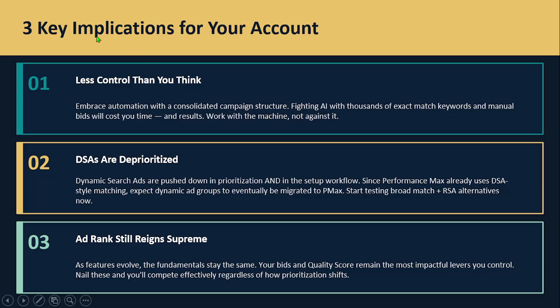And three key implications for your account. Number 1, less control than you think. Embrace automation with a consolidated campaign structure. Fighting AI with thousands of exact match keywords and manual bids will cost you time and results. So work with the machine, not against it. This is very important.